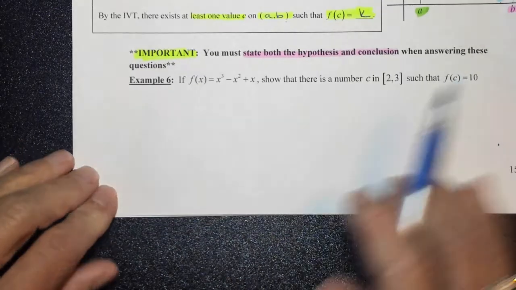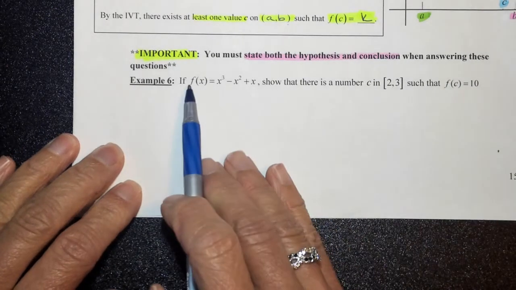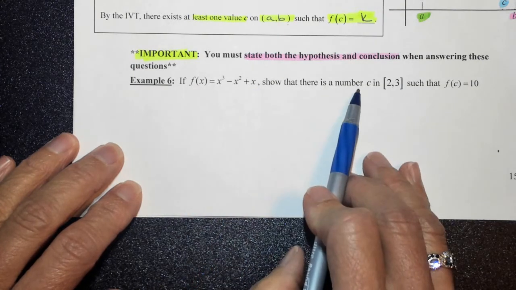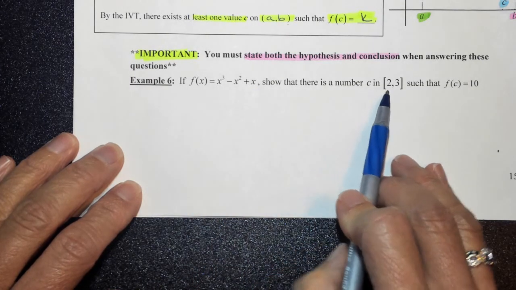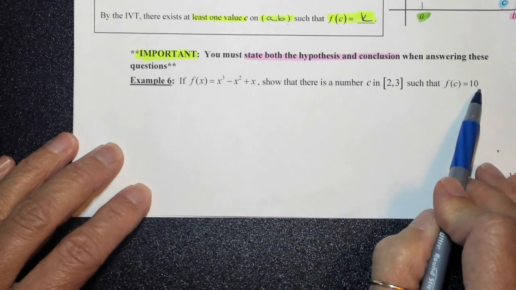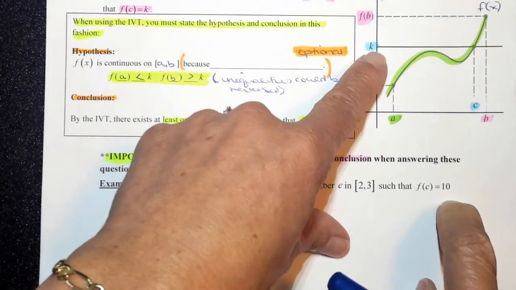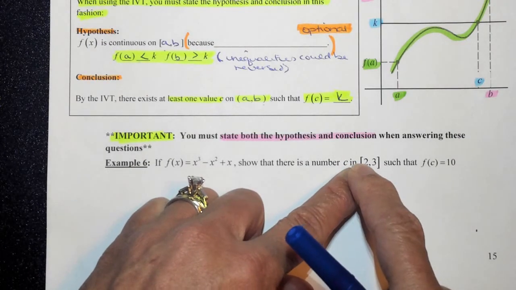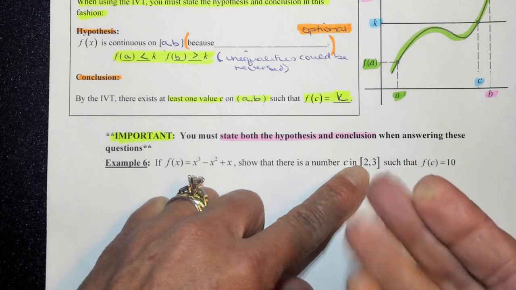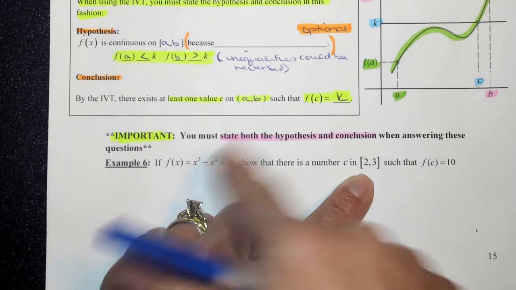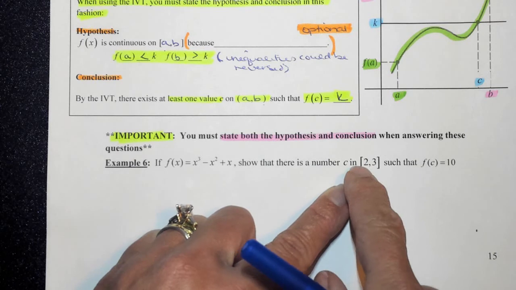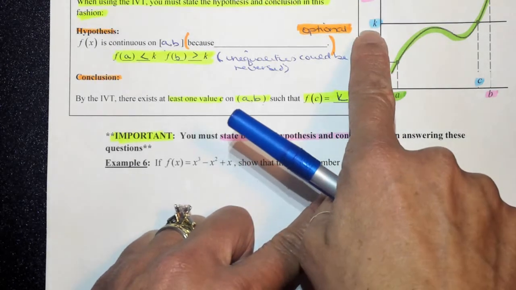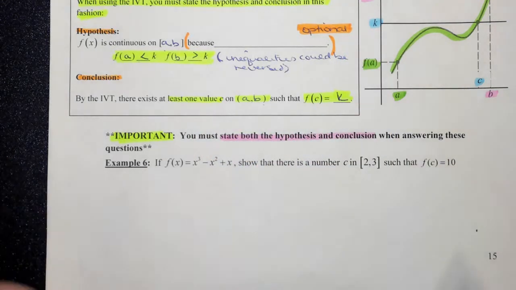So here is a very basic example. It's saying if f of x is this polynomial, show that there is some given value c on this closed interval such that f of c is equal to 10, meaning this 10 represents this value here. So what we want to prove is that when I plug in 2 and I get some given y value, and I plug in 3 to this function and I get some given y value, when I plot the points from here to here, I will cross 10, meaning this value is going to be our 10. So how do I do that?